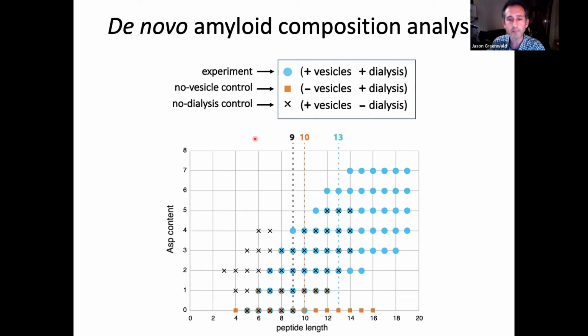This is just a compositional analysis done by mass spec of the Asp versus peptide length. Only in this experiment I just told you about do you get these longer peptides with a decent amount of Asp. If you do it without dialysis, you wind up getting only peptides that are much smaller and have less aspartic acid. So this is sequence selectivity going on in this type of reaction.